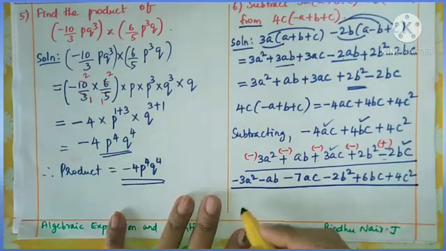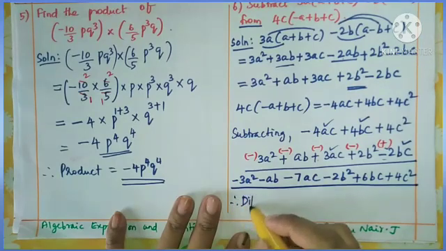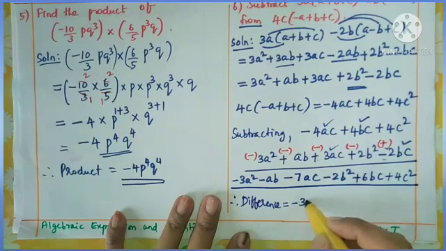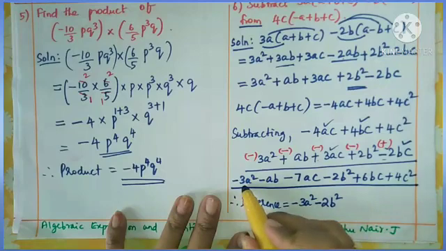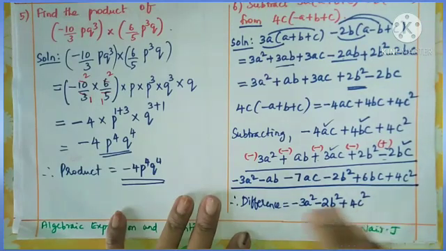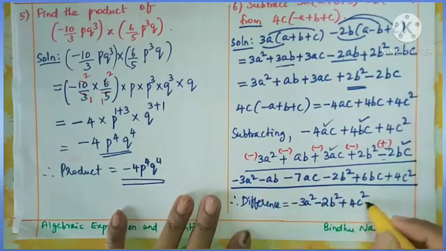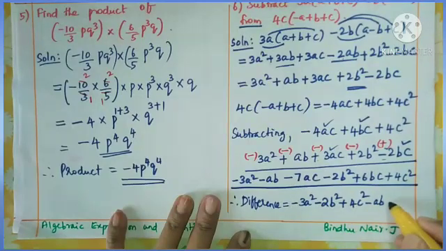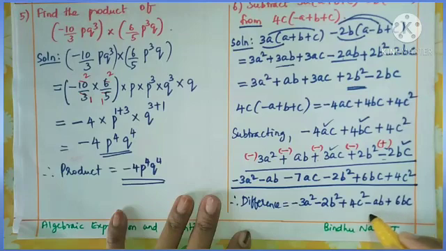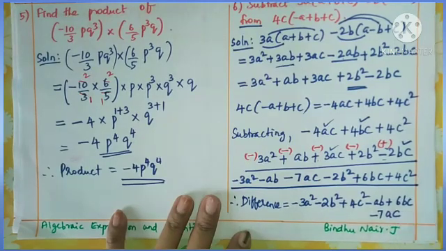Now therefore we can write the answer. Therefore difference equal to minus 3a square. Yes, I am just changing the order. A square, then b square, then we can write c square, 4c square. Okay, a square, b square, just I am arranging it. Then minus ab, then plus 6bc, then the last one ac. So minus 7ac. Okay, so this is the required answer.